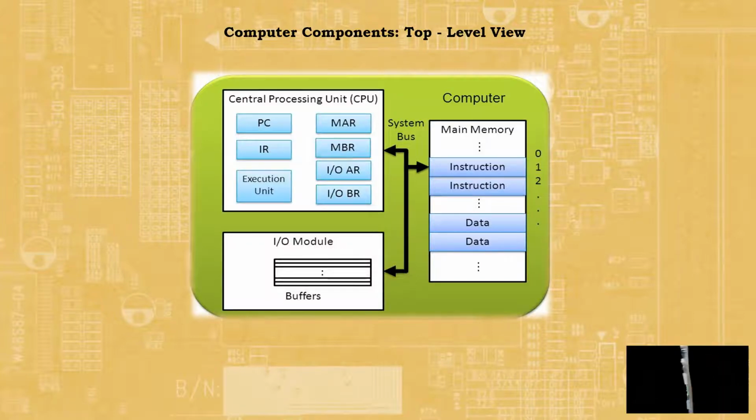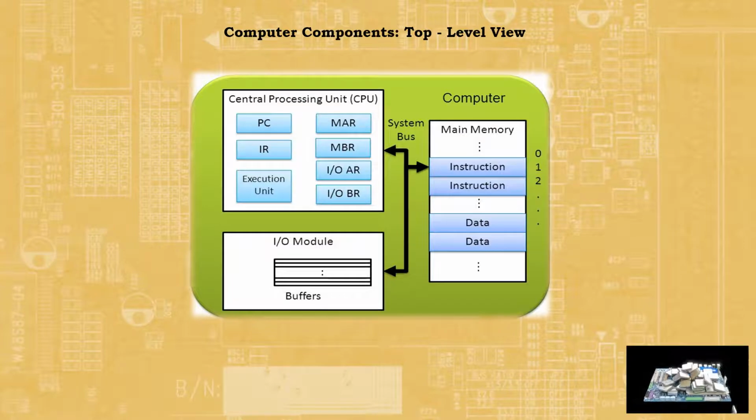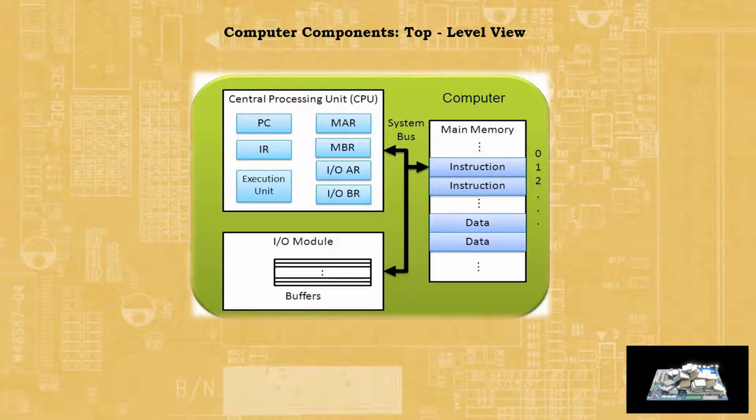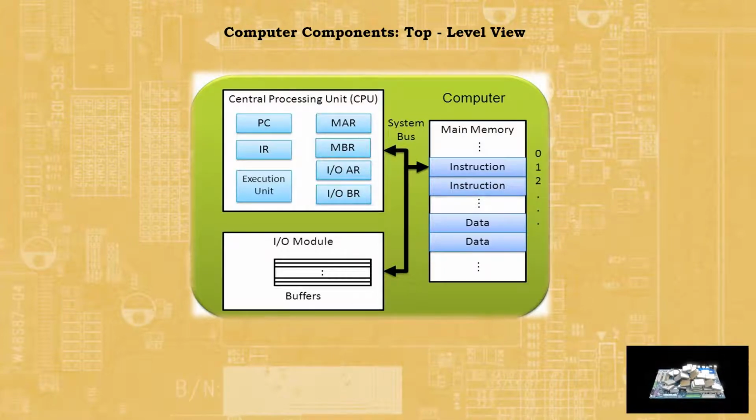The memory module has a set of locations defined by sequentially numbered addresses. Each location has a binary number that can be interpreted as an instruction or data. The input-output module transfers data from external devices to the CPU and memory and vice versa. It contains an internal buffer for temporarily holding this data until it is sent. Here, the system bus is connected with the CPU, main memory and input-output module for communication purposes.